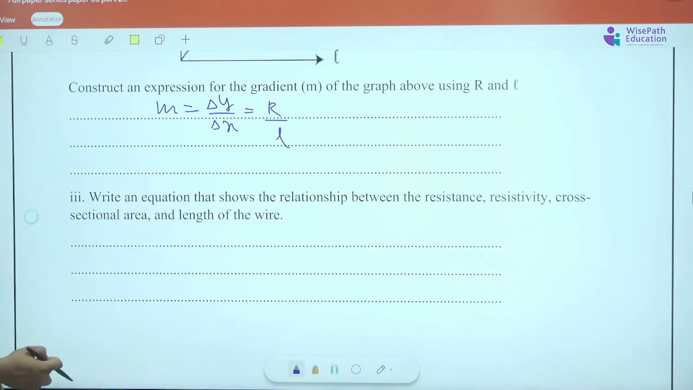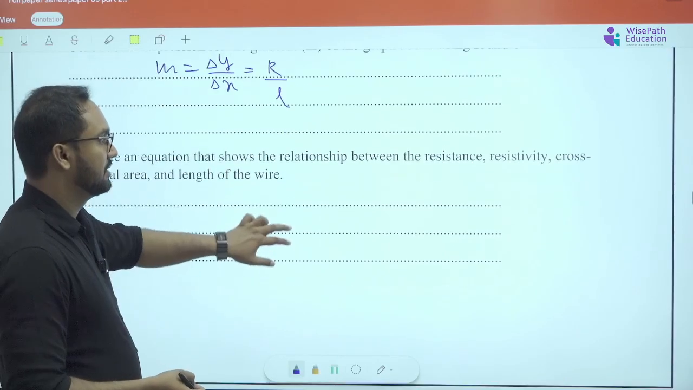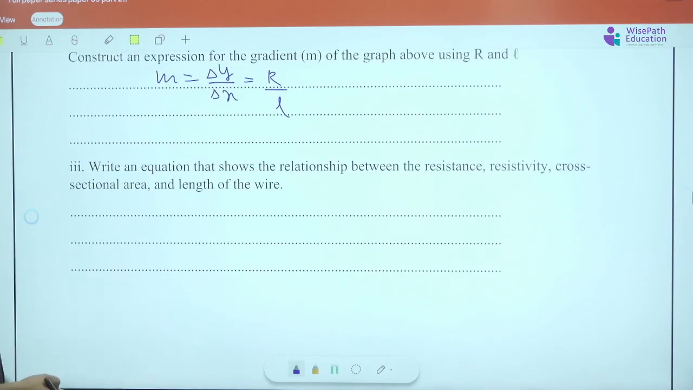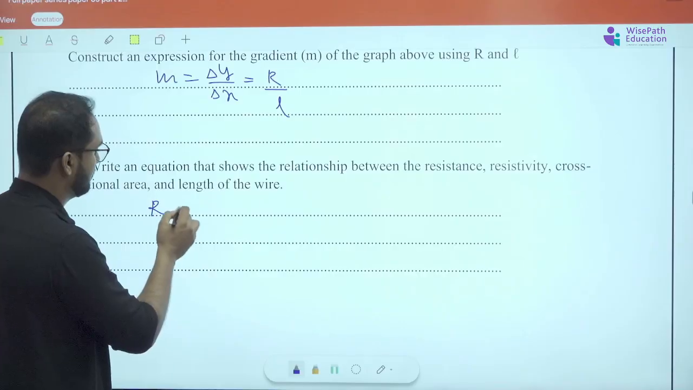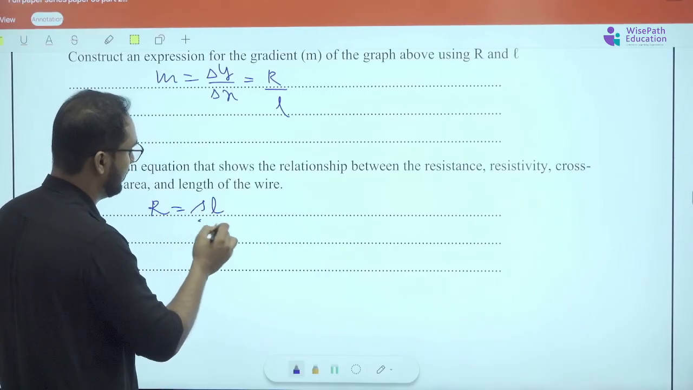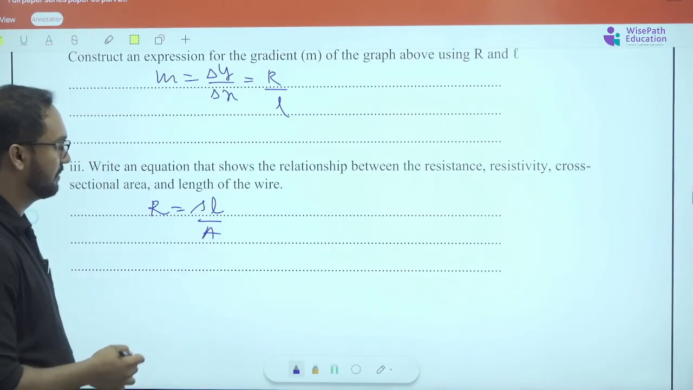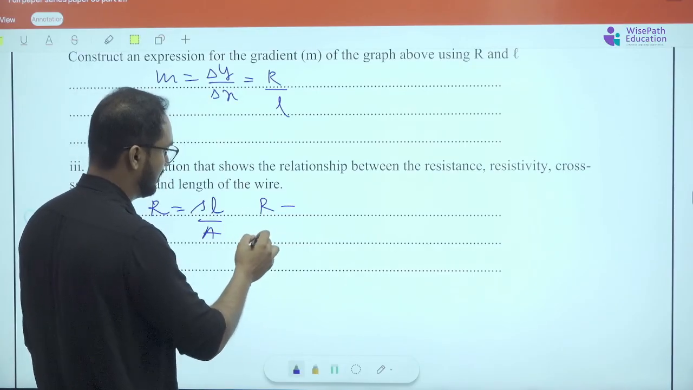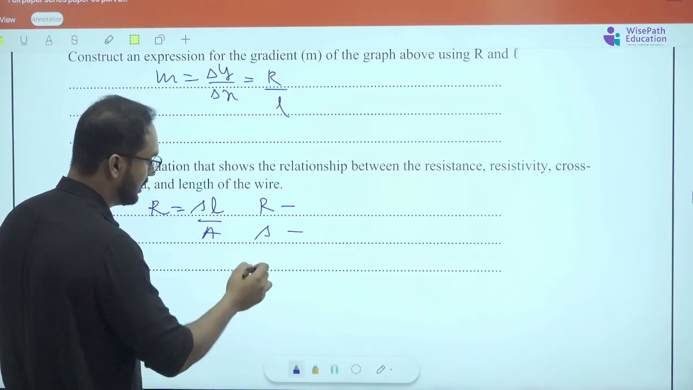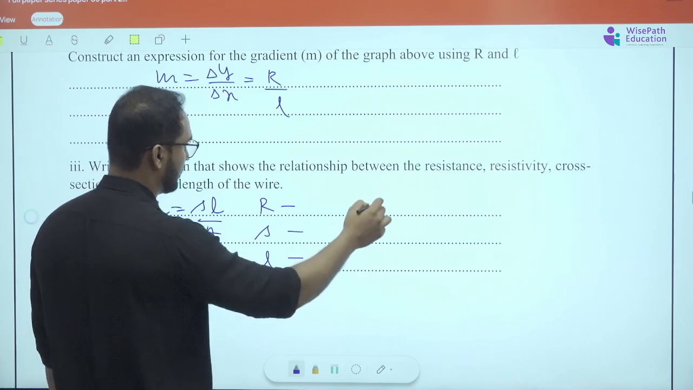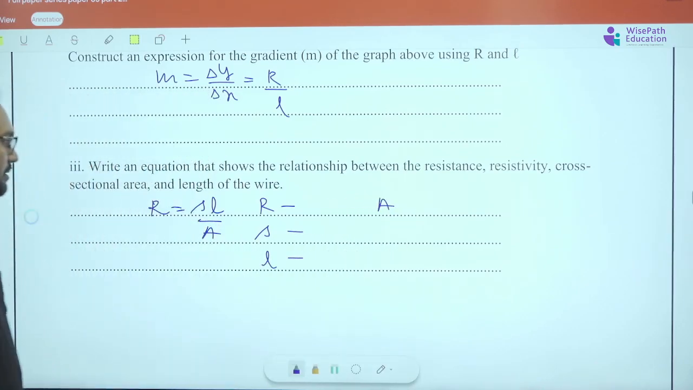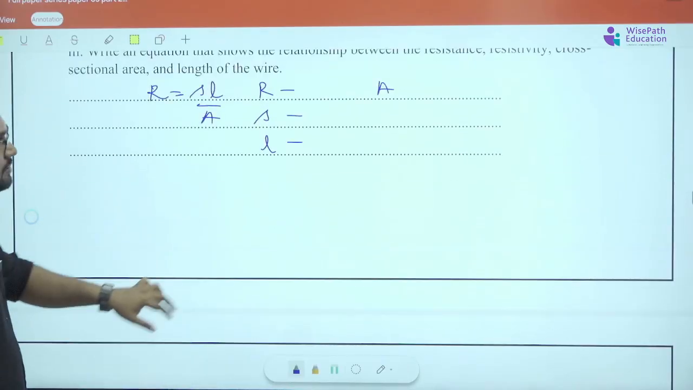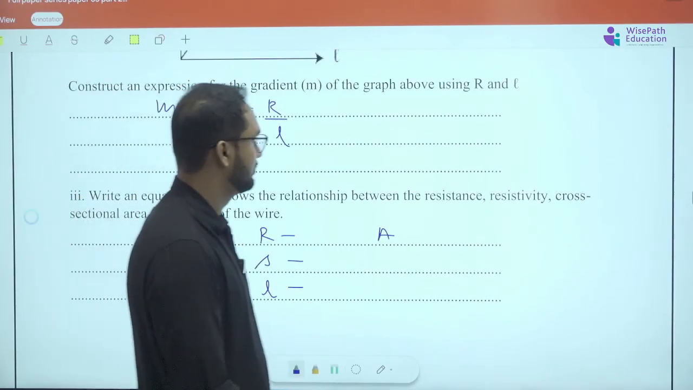Write an equation that shows the relationship between the resistance, resistivity, cross sectional area and the length of the wire. Yeah, R equals rho L over A, and you'll have to define it. Define the terms, right? R is resistance, rho is resistivity, L is length, and A is cross sectional area. You have to define it. That's it. Then it's all good, all fine.